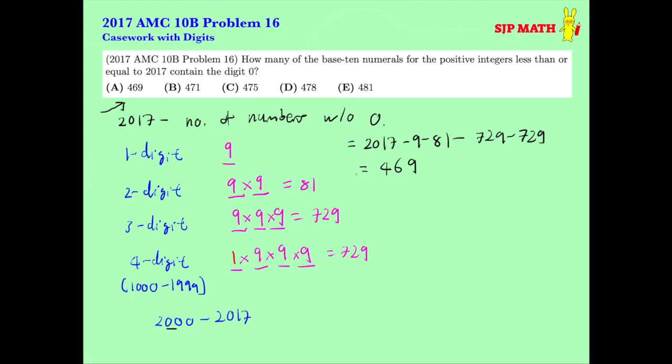What I want to tell you about casework with digits is that the best way to count for these kinds of problems is to divide the cases into the number of digits of the numbers, because that would make things a bit easier to observe, like in this problem.